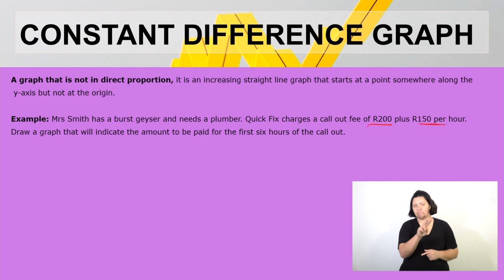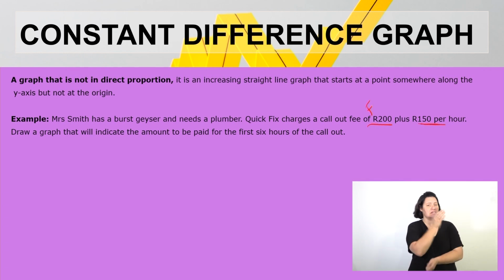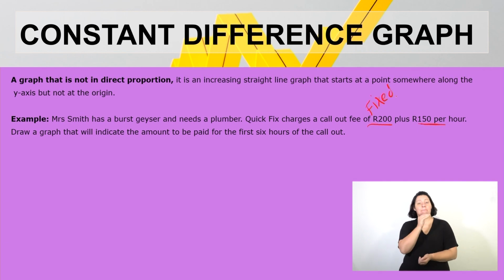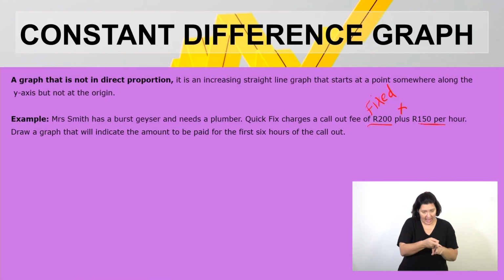Let's make sense of these two amounts. The 200 rands will represent a fixed amount. This simply means immediately you call the plumber, you will already be charged 200 rands. On top of that 200 rands, the plumber will add 150 per hour. This simply means the more hours they spend fixing the geyser, the more money they will pay on top of the 200 rands, which is the fixed amount.